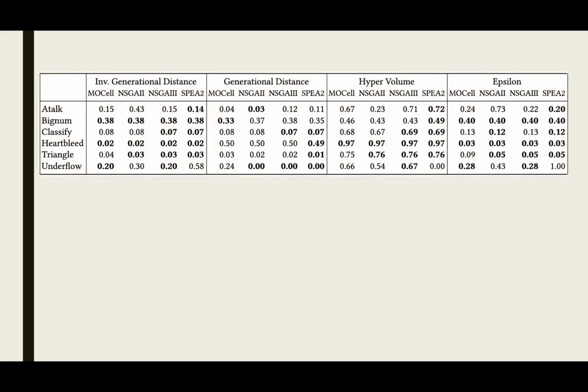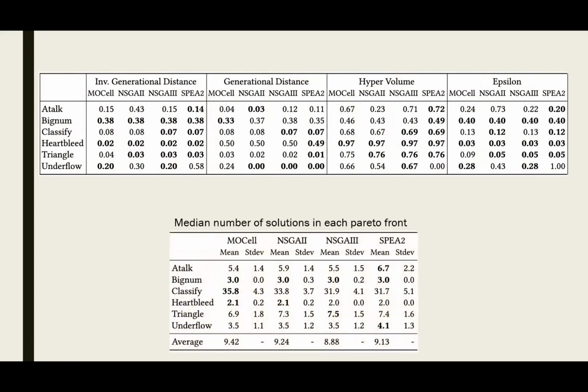Okay, so we ran our genetic multi-objective algorithms, and we looked at all of the standard tools. So we looked at the generational distance, the inverted generational distance, and hypervolume, and we went across all our algorithms. Because we were in JMetal, we could look at MOCell and NSGA-II and III and SPEA2, so we could look at all these different algorithms. And whatever is bold here gave us the best results. We also could look at the median number of solutions on each Pareto front.